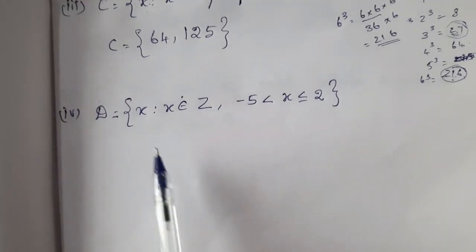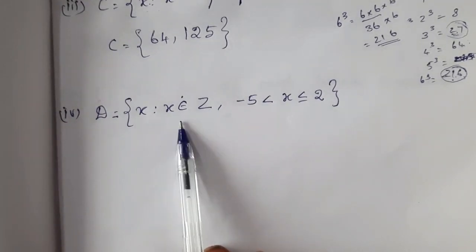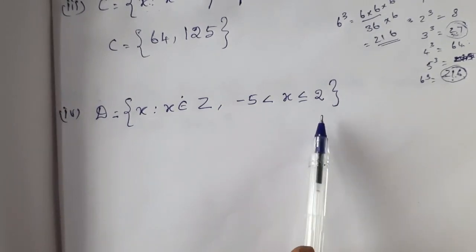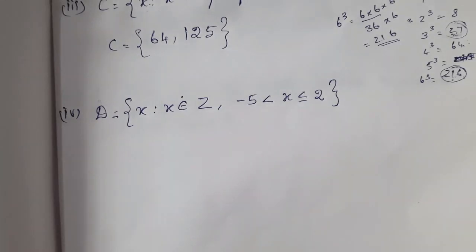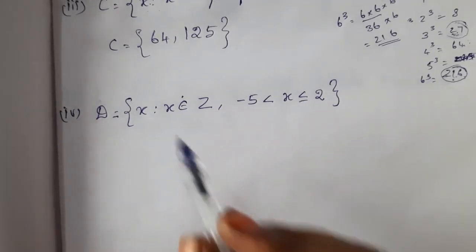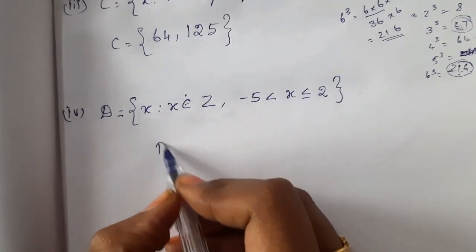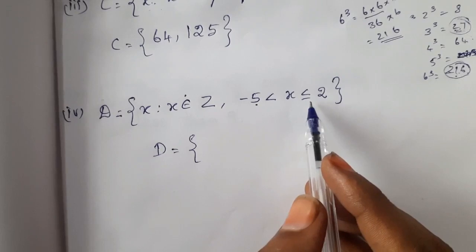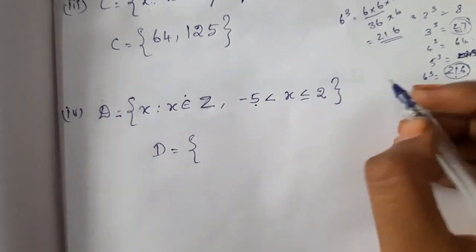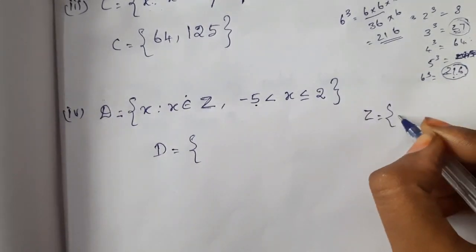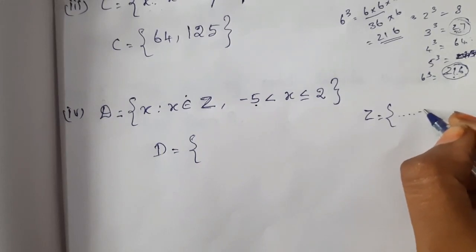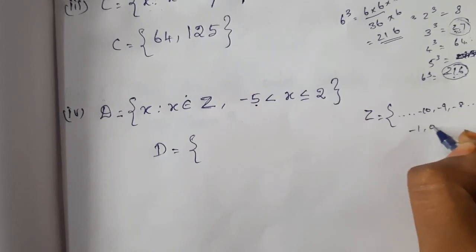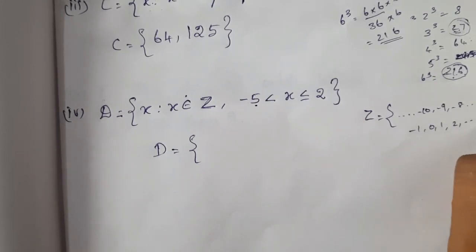A equal to set of all x such that x belongs to Z and minus 5 less than x less than or equal to 2. So we have to write in roster form. Our set D will be D equal to, our x elements will be, minus 5 less than x less than or equal to 2. Z means integer, set of all integers. How will the Z be? Etc. Minus numbers will come, minus 10, minus 9, minus 8, etc. Minus 1, 0, 1, 2, 3, etc.